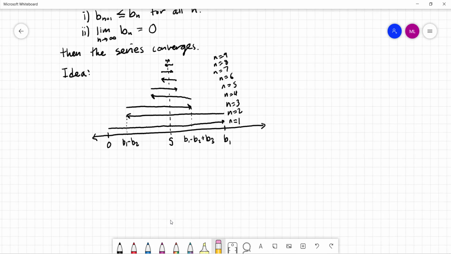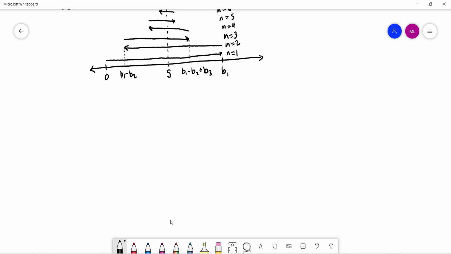Okay, so for example, let's do a specific series here instead of hypotheticals. Let's say we're looking at the sum from n equals 2 to infinity of (-1)^n over the natural log of n. The only reason I'm starting at 2 instead of 1 is because if I started at 1, the natural log of 1 would be 0, and we would get a 0 in the denominator here. So I'm starting at 2 instead.